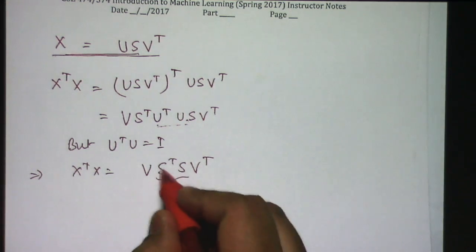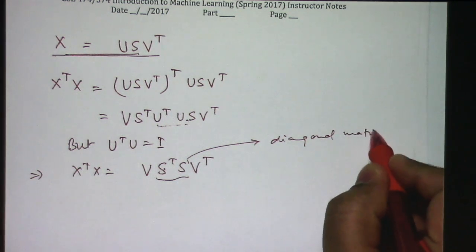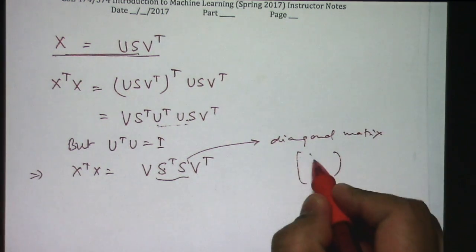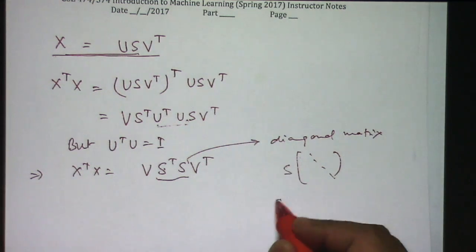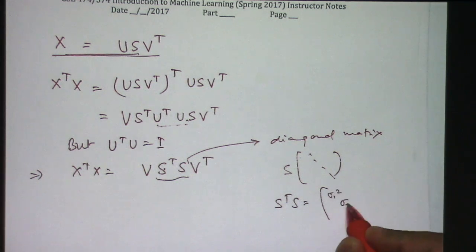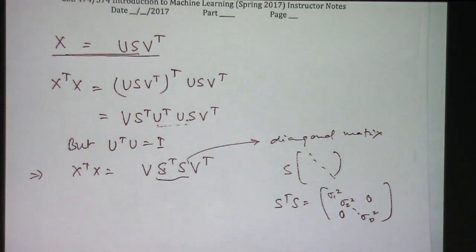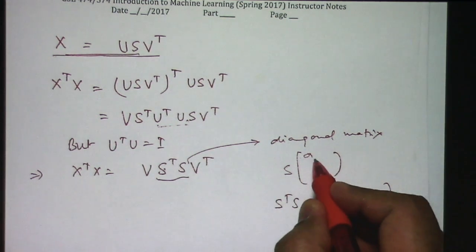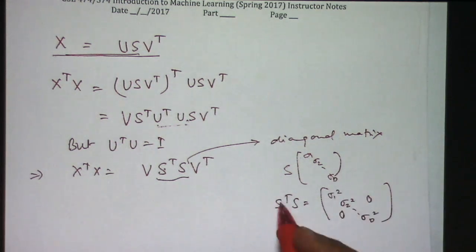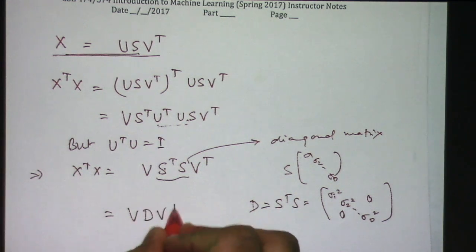Now S is a diagonal matrix, right? Which means that it has some values here. So if I take S transpose S, it will just be the square of these values. So sigma 1 square, sigma 2 square, sigma d square, right? Because they are all diagonal matrices. So let's call this some matrix D. This is also a diagonal matrix in which every diagonal entry is just the square of the corresponding singular value. So let's call it V D V transpose.